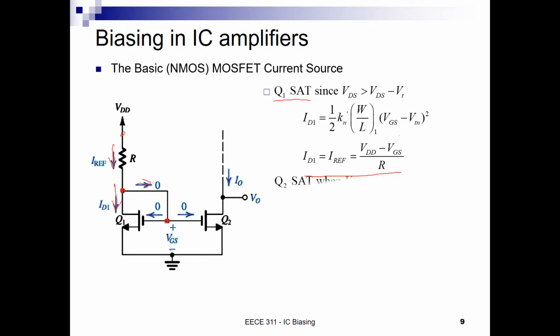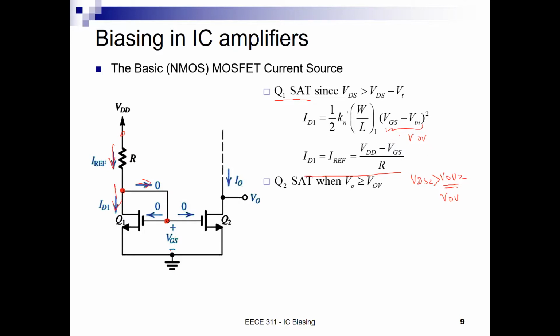Then we talked about transistor Q2, and we said that transistor Q2 shares the same VGS by virtue of its connection with Q1, and Q2 will be in saturation. Therefore, when VDS2 is greater than VOV2, which happens to be the same as VOV1, which we will refer to as VOV, because they share the same VGS.